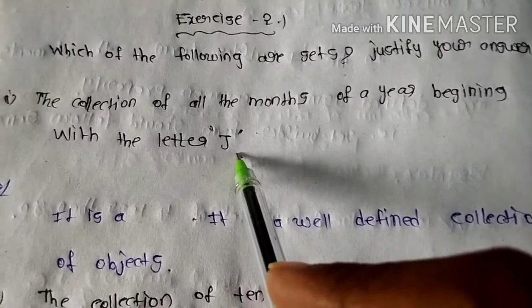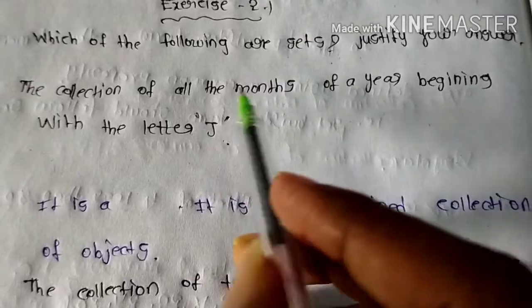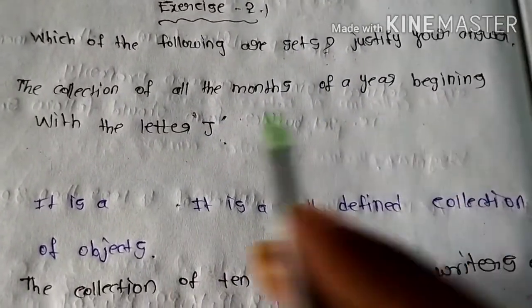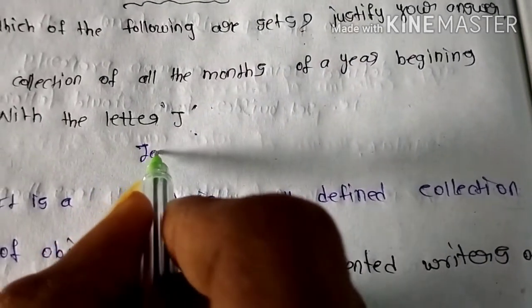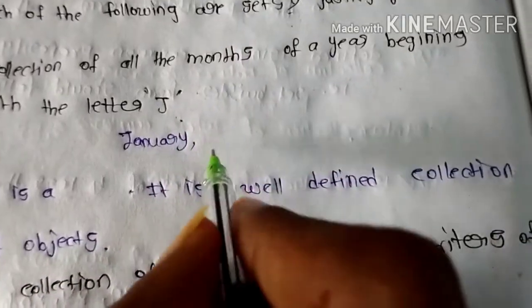Beginning with the letter J. First, you know that there are months in a year. Yes or no? In those months, which months are starting with the letter J? Beginning means starting with the letter J. You know that January, or not? Yes or no? January. Next one, June, or not? Yes.